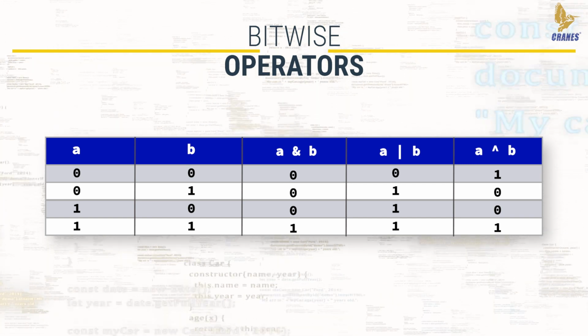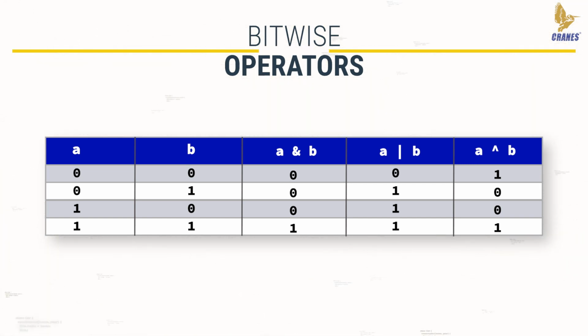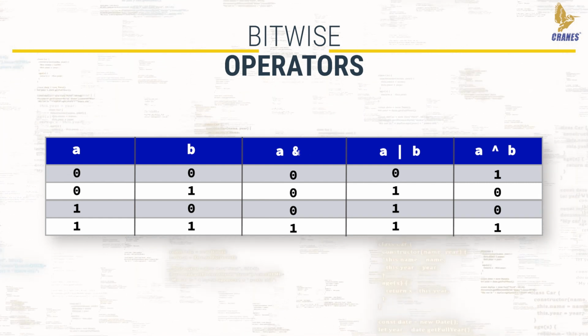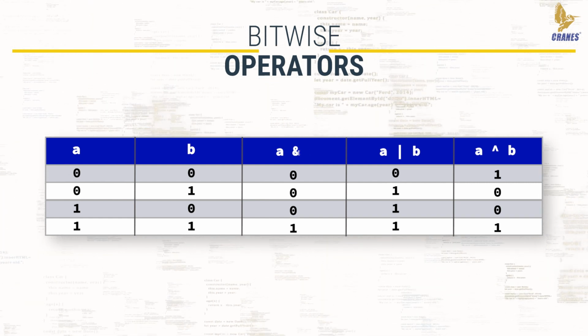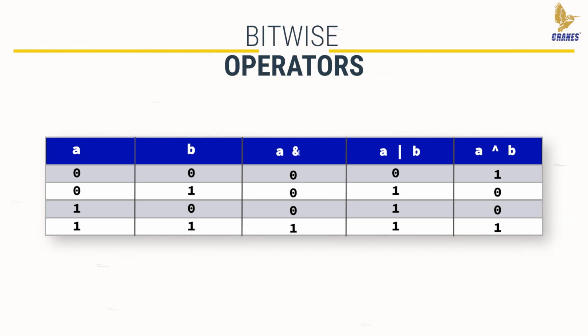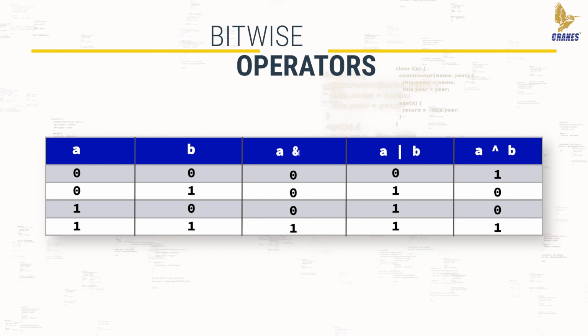which is 0. Next is the bitwise OR operator. If either of the bits is high, then the result is 1, else the result is 0. Next, we have an XOR operator in which the result is 0 when both the bits are zeros or ones, else the result is 1.